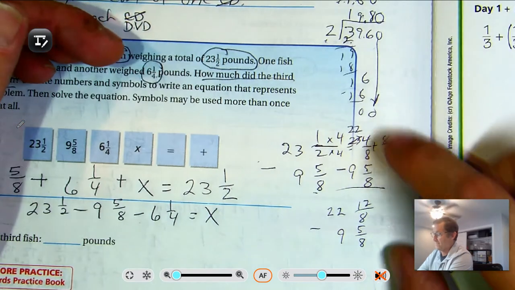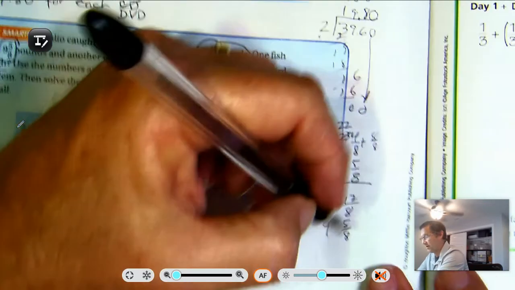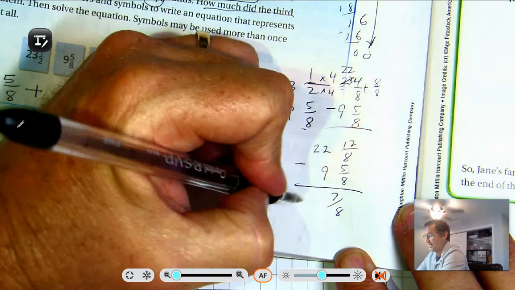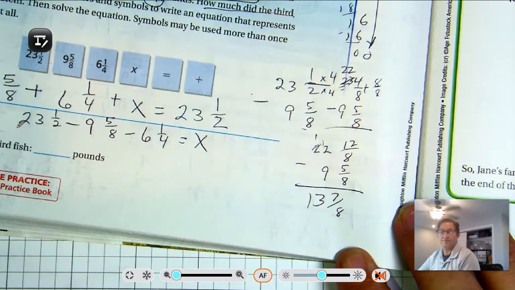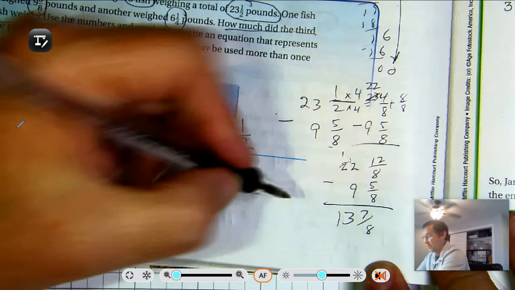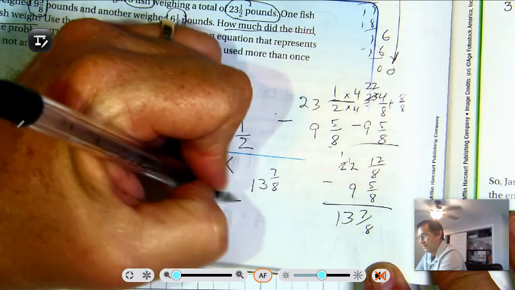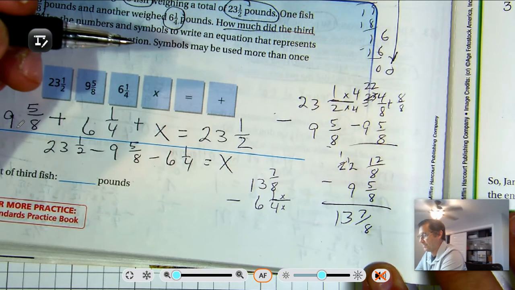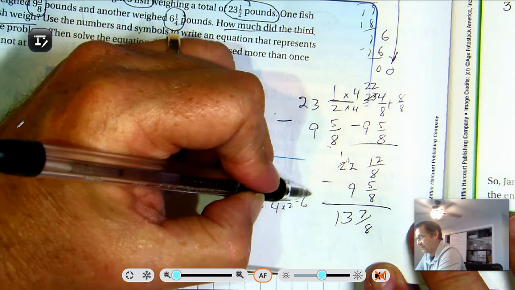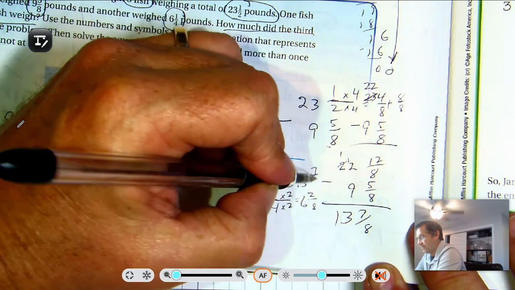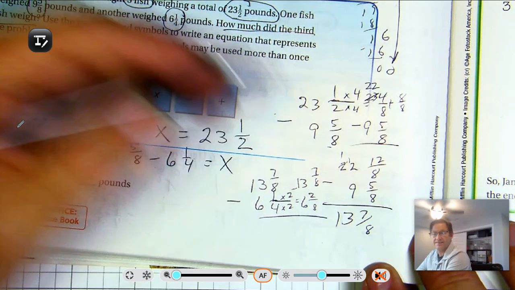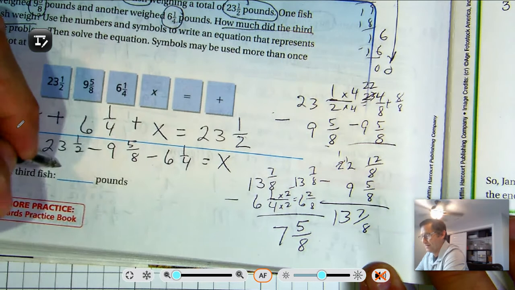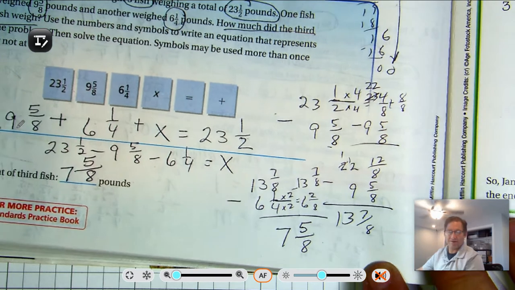Okay, so 8 and 4 is 12, so 12/8. I'm just moving it down here to make sure I have enough room. 12 take away 5 is 7, so 7/8, and 22 take away 9 is 13. So 13 7/8. We also have to subtract the 6 1/4. I can multiply this 1/4 by 2 to get 6 2/8. So 13 7/8 minus 6 2/8. 7 take away 2 is 5/8, and 13 take away 6 is 7. So his other fish weighed 7 5/8 pounds.